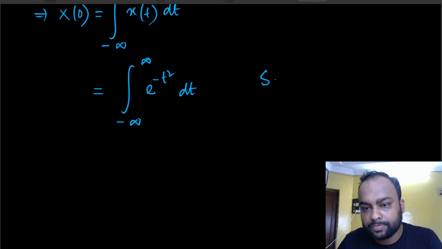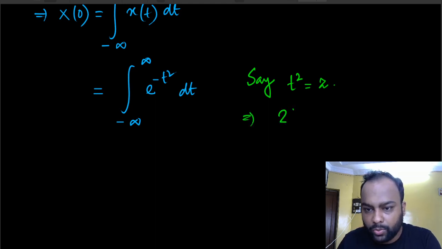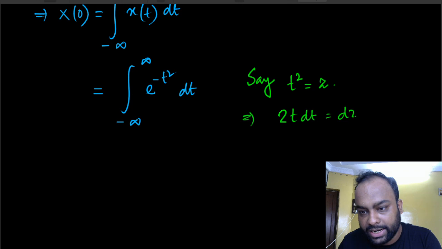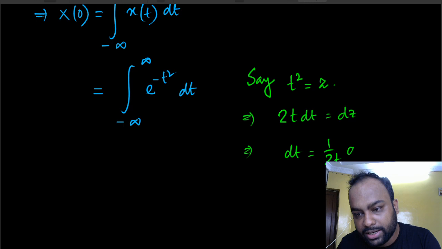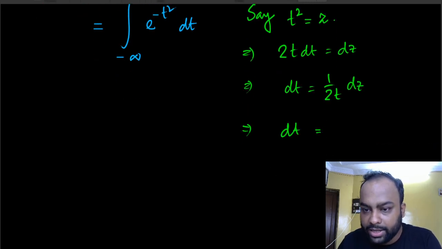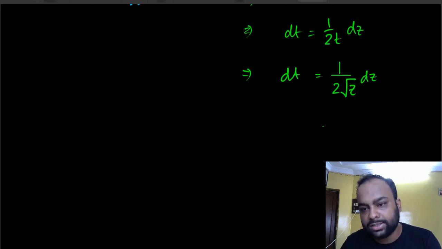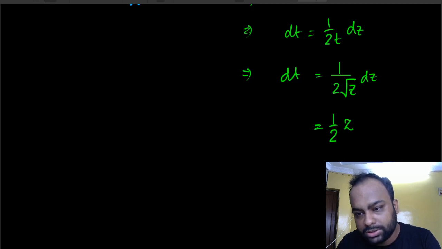Let's do this substitution: t square is equal to z. Let's differentiate both sides. So we have 2t dt equal to dz, and from that we have dt equal to dz by 2t, and t will be the square root of z. So dt is equal to 1 by 2 root z dz, and that's just 1 by 2 z to the power minus half dz.